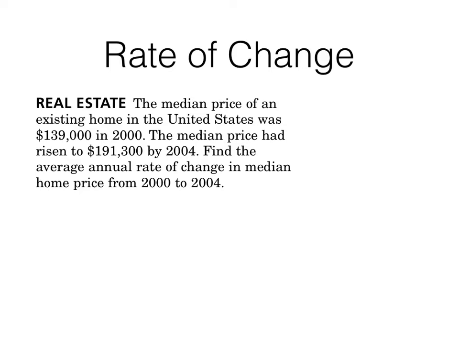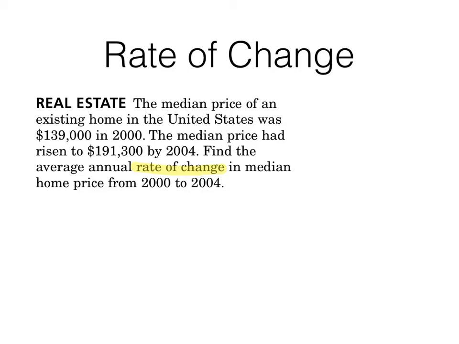The median price of an existing home in the United States was $139,000 in 2000. The median price had risen to $191,300 by 2004. Find the average annual rate of change in median home price from 2000 to 2004. So we are looking for rate of change.